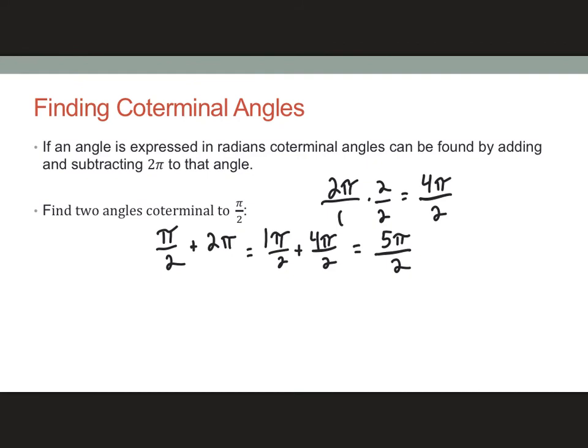Now let's find a negative one. So we've got pi over 2 minus 2 pi. And once again, we're just going to use the 4 pi over 2 as the substitute for 2 pi. So now we have pi over 2 minus 4 pi over 2. 1 pi minus 4 pi is negative 3 pi, and the 2 stays. So negative 3 pi over 2 is coterminal to 5 pi over 2, which is coterminal to pi over 2. They are all the same angle. It's just 3 different ways to write the same angle measurement.